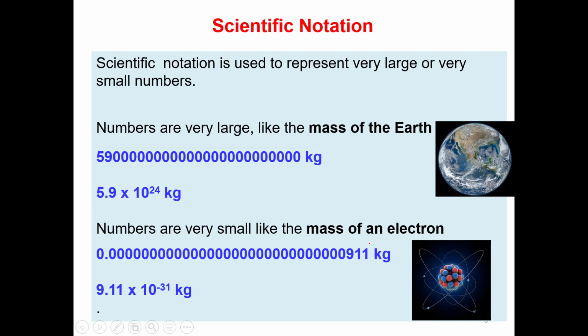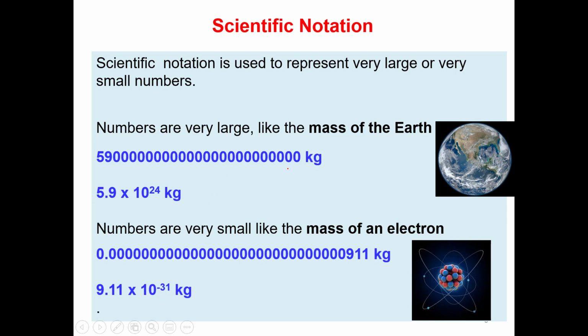In this case, we know the exponent of 10 must be negative because we have a small number. And we have 1, 2, 3 significant digits. If you count all these places, this corresponds to 31. Then this number in scientific notation is 9.11 × 10 to the power minus 31 kilograms.